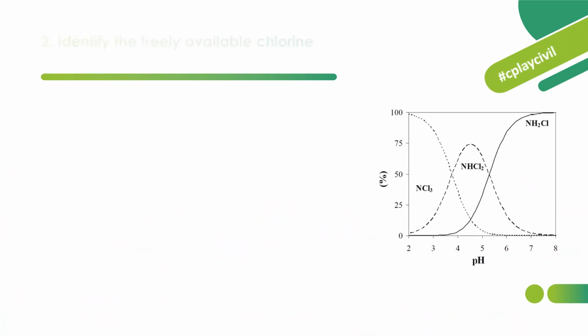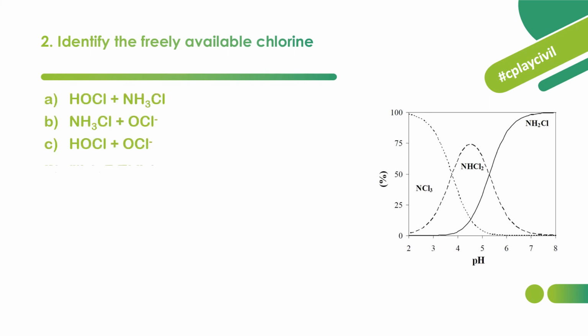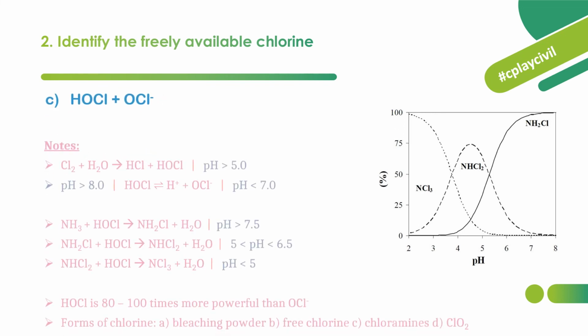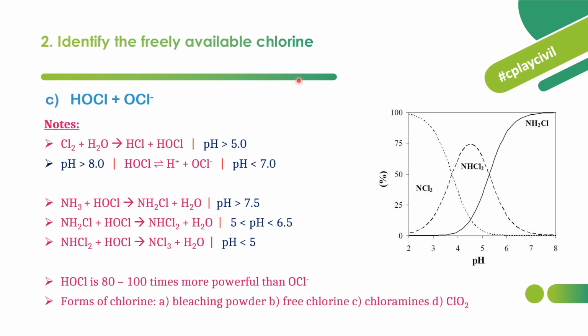Identify the freely available chlorine. This is based on the chlorination part. So during chlorination, many reactions will happen. After the formation of the products of this reaction of chlorination, which are the freely available chlorines that will react to disinfect, that is, acting as a disinfectant? So here we have HOCl and OCl minus. These are hypochlorous products.